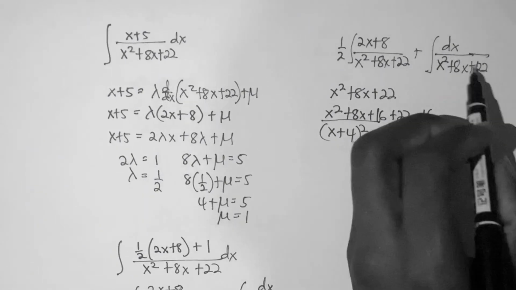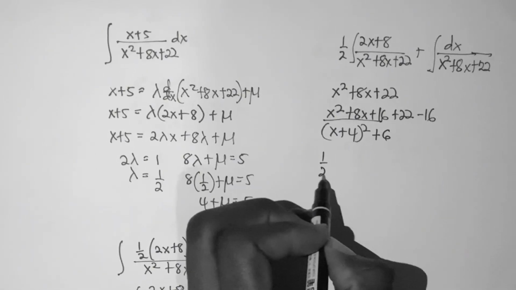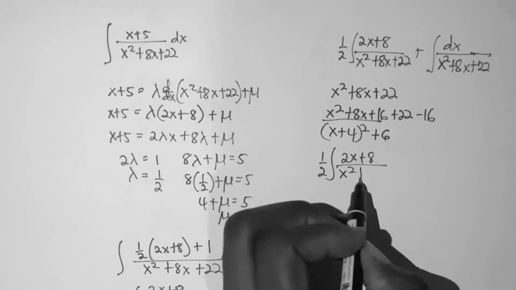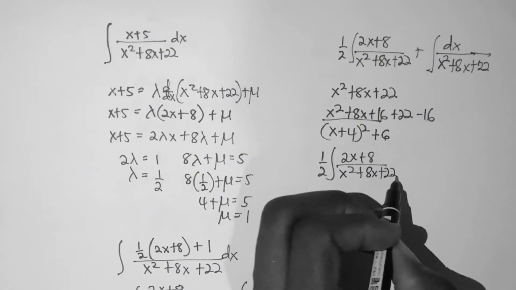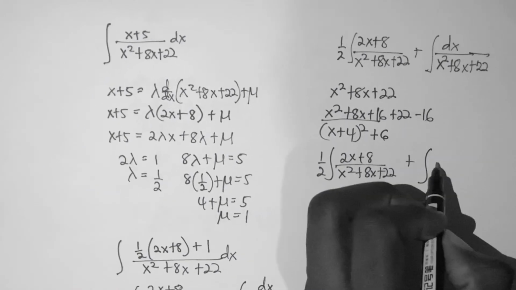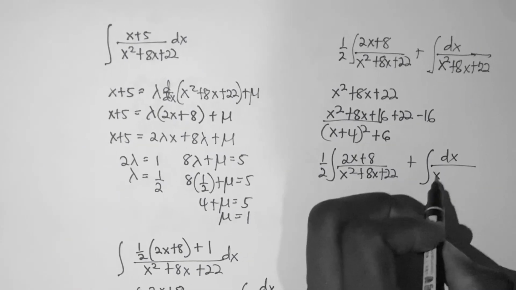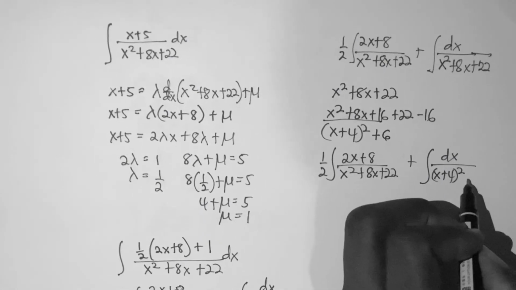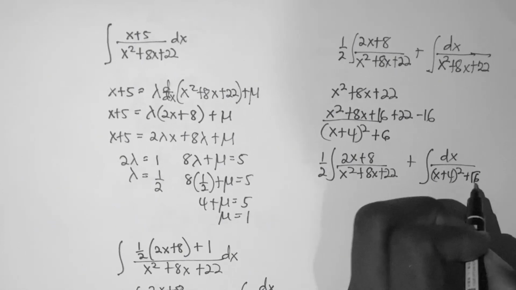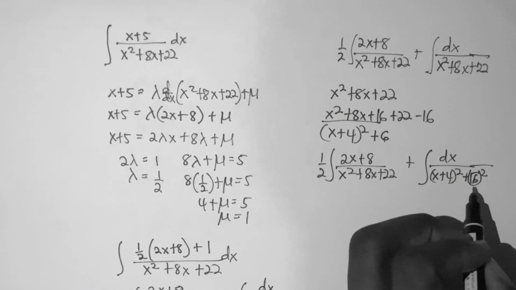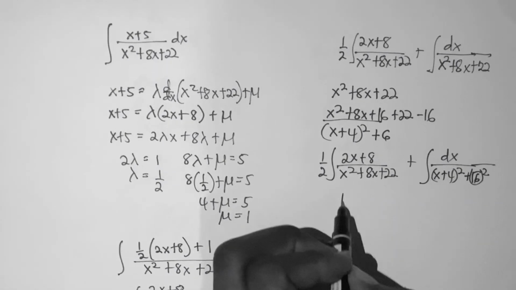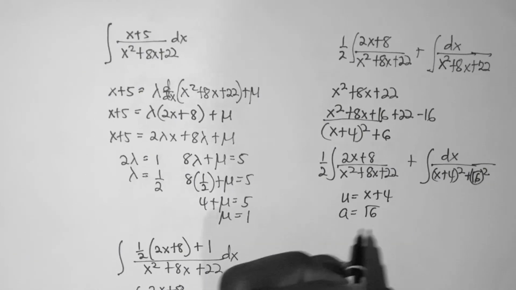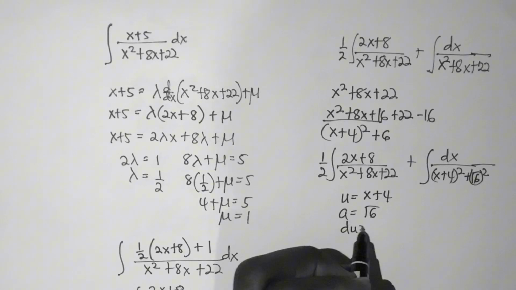So what it means is that all of this can be reduced to half of the integral of (2x plus 8) divided by (x squared plus 8x plus 22), then plus the integral of dx divided by (x plus 4) squared plus... now, this 6, I'm going to write it as the square root of 6 squared, because it is a squared. So from here, we can see that u is equal to x plus 4, and a is equal to the square root of 6, and du is equal to dx.